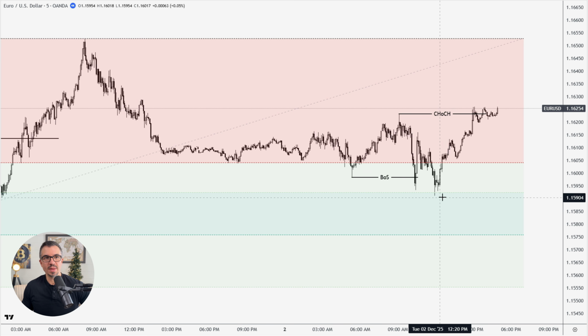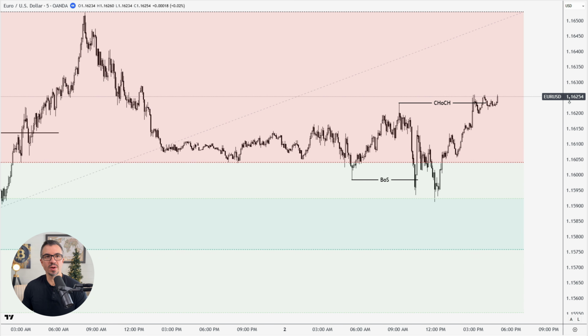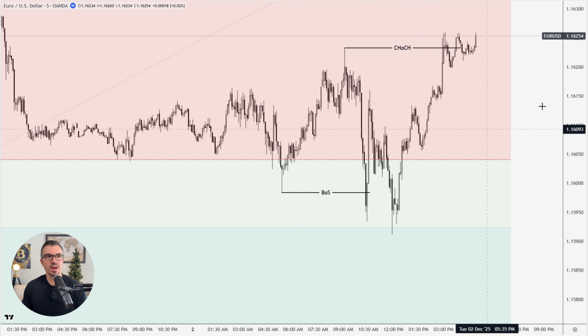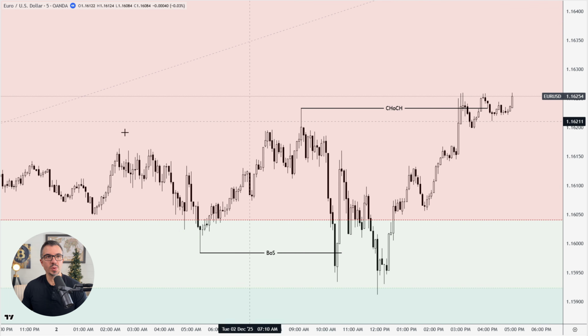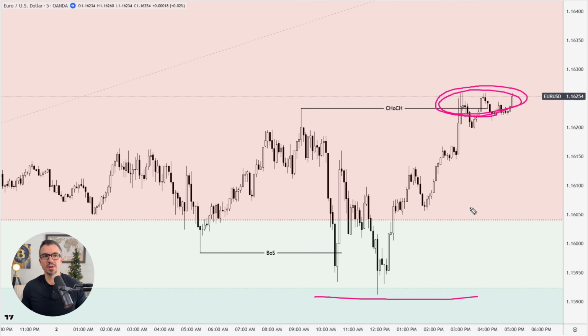So once we tap that, I'm looking for an internal change of character, in this case on the 5-minute time frame. Okay, we had the break of structure right here. We had the change of character up here. Once we have this right over here, I am looking for buys, okay? I'm hunting for buys. And depending on where this is in relation to some of these lows, I may just go ahead and buy this outright and then put my stop loss below the low, okay?